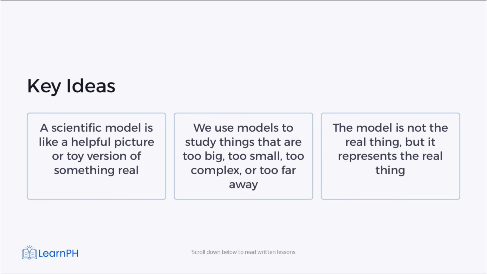Scientific models are simplified representations of real world objects or phenomena. They help us study things that are too large, small, complex, or distant. While not the actual object, these models provide valuable insights into understanding and analyzing the real thing.